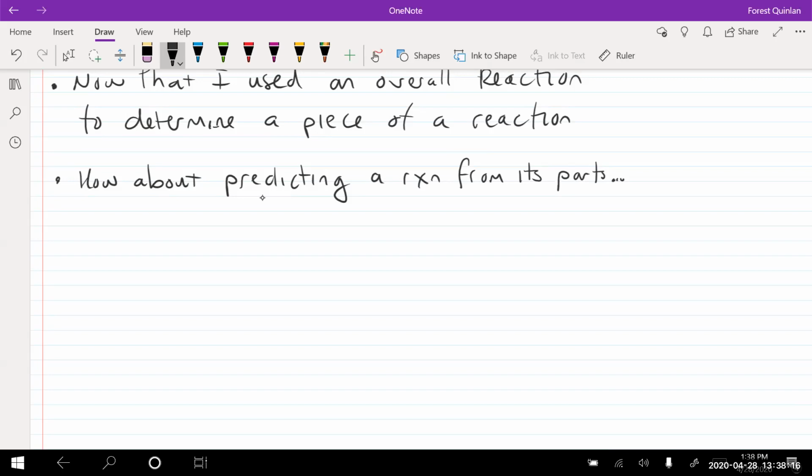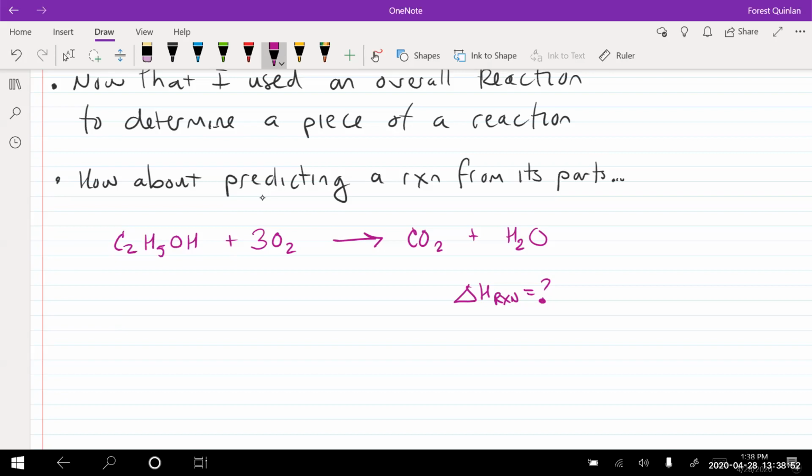So let's take C2H5OH, good old alcohol, plus oxygen. We're going to go ahead and burn that. You'll notice, by the way, a lot of these involve burning, and we'll show you why in a second. H2O and CO2. I want to know, what is the delta H of this reaction? What should I expect for this? And of course, just to remind ourselves, we'll have 3, 2, and 3 for the balanced equation.